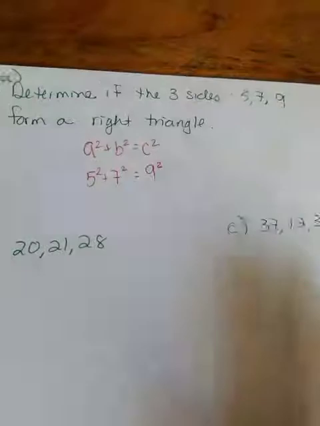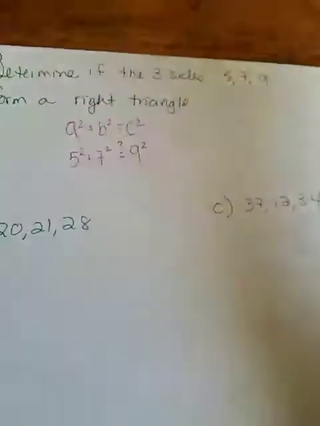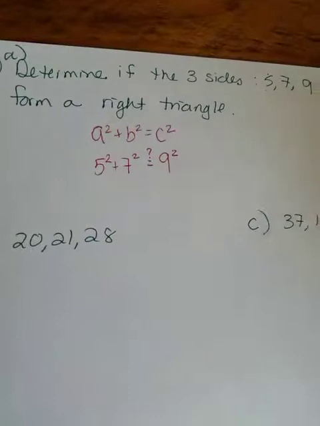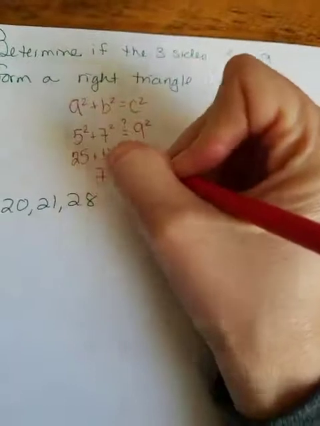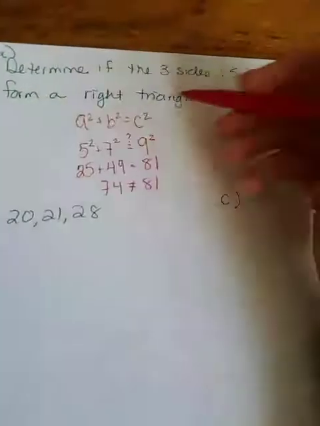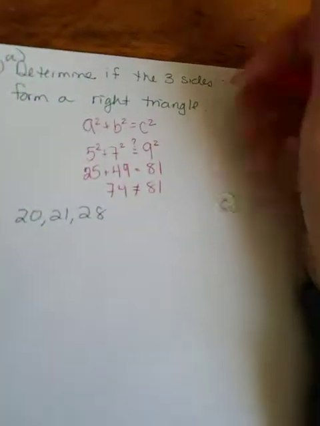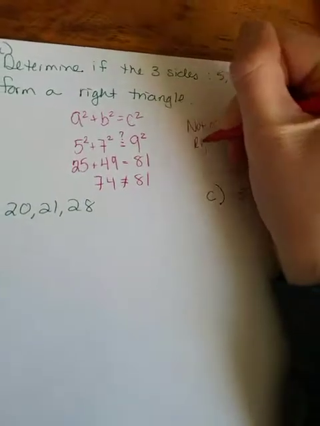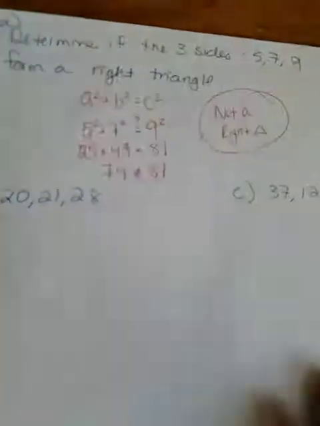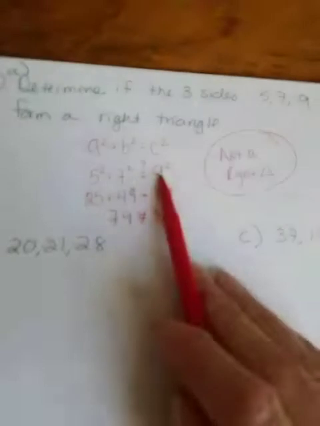All right, so I am checking. I could really put a question mark here because I'm checking, does 5 squared plus 7 squared equal 9 squared? So 5 squared is 25, 7 squared is 49, and 9 squared is 81. So what's 25 plus 49? That's only 74. 74 does not equal 81. So what does this mean? This means that they do not. So no, you could just keep it really simple. Say not a right triangle. If we came out with the two sides equaling each other, then you'd say, yes, this is a right triangle.